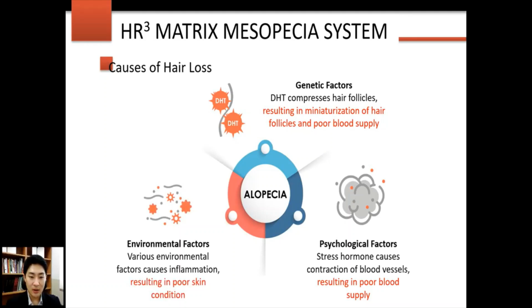Environmental factors also cannot be ignored. Factors from the outside, such as UV rays, fine dust, and microbes, cause inflammation and reactive oxygen species on your scalp, which is a poor condition for the skin cells to survive. These various causes combine to accelerate hair loss. So, to treat hair loss, all these causes must be eliminated.